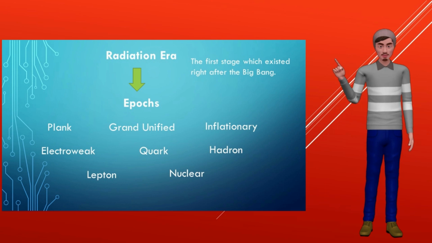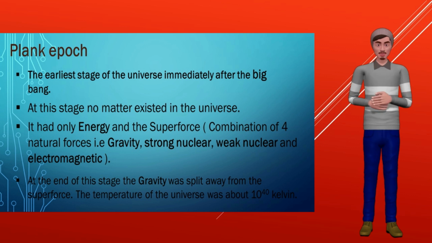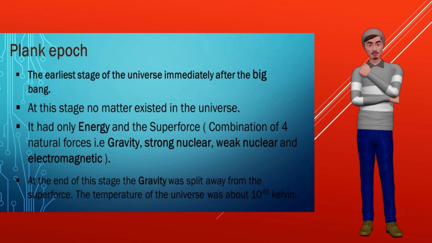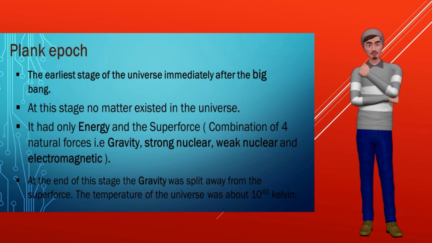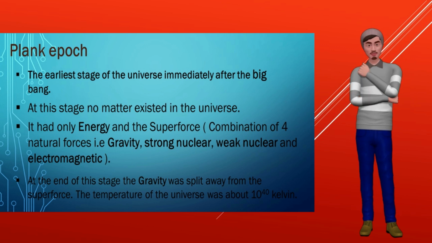The Planck epoch. This is the earliest stage of the universe immediately after the Big Bang. At this stage no matter existed in the universe. It had only energy and the superforce. A superforce is a combination of four natural forces, namely gravity, strong nuclear, weak nuclear and electromagnetic. At the end of this stage, gravity was split away from the superforce. The temperature of the universe was about 10 raised to 40 degrees Kelvin.